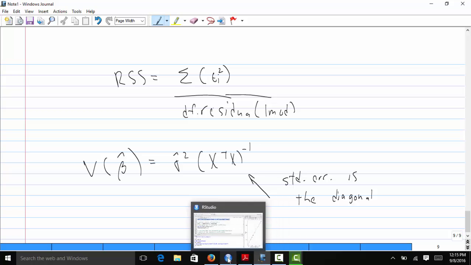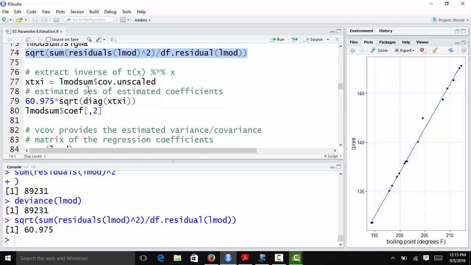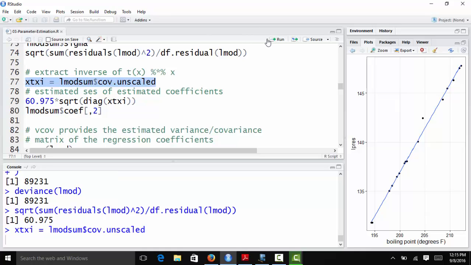So the first thing I need to get is (X transpose X) inverse, and we could compute this again if we wanted, but you can actually pull this directly out of the linear model summary. So lmod_sum$cov.unscaled will give me (X transpose X) inverse, which is nice. I just extracted that from lmod_sum, and then I'm taking the diagonal elements with the diag function, taking the square root, and then multiplying them by sigma hat. So there are my standard errors.